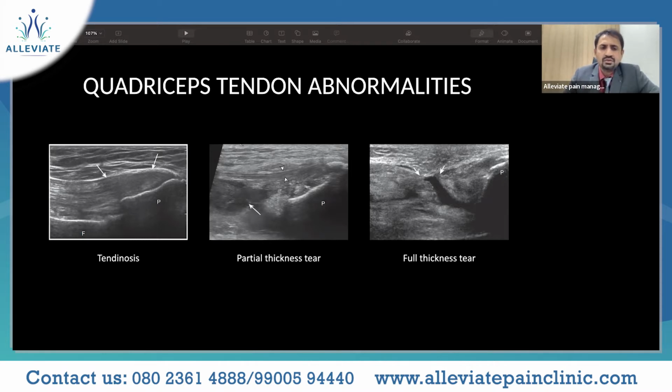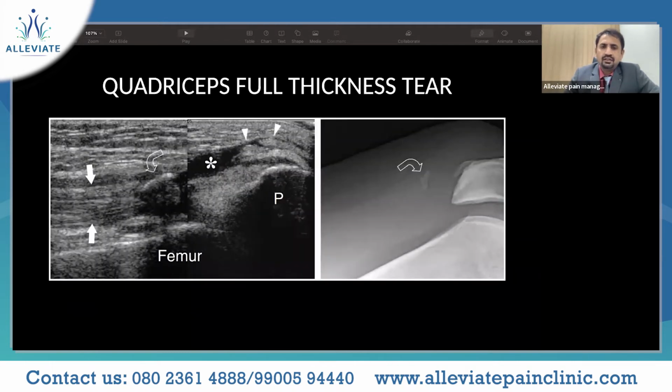In cases of tendinosis, there will be diffuse swelling of the quadriceps tendon, but there's no associated full thickness tear. In this case, again, you can see a retracted end pointing mainly towards a full thickness tear. Here again, we are seeing a full thickness tear, wherein a normal tendon can be seen with the arrows.